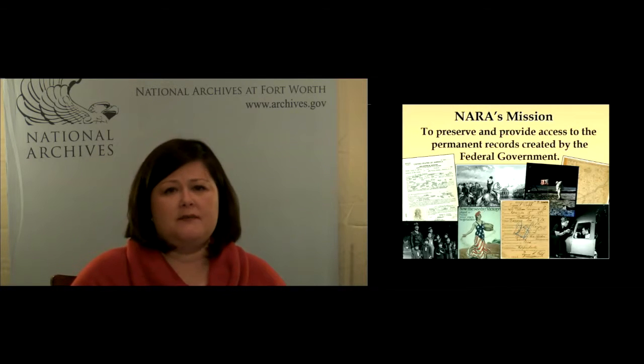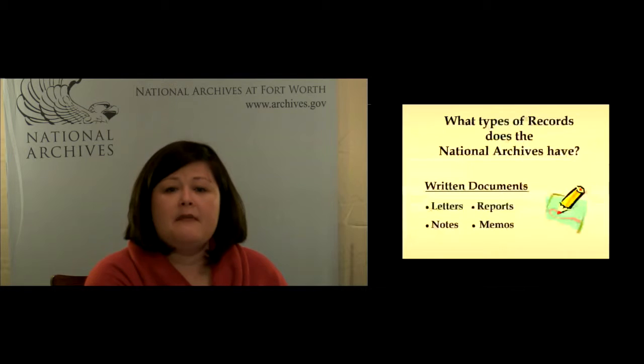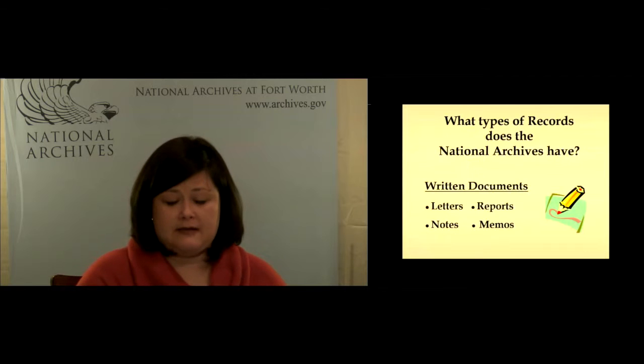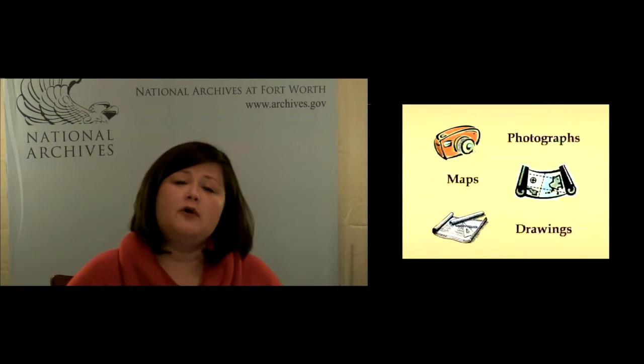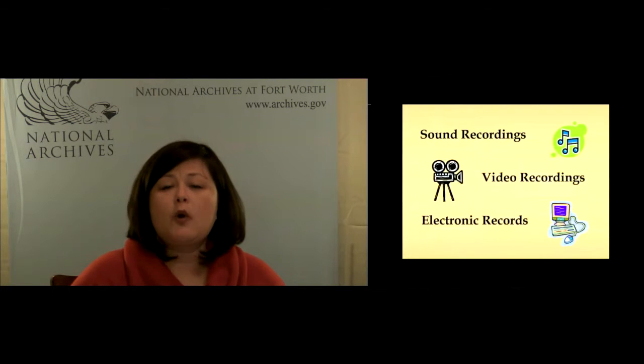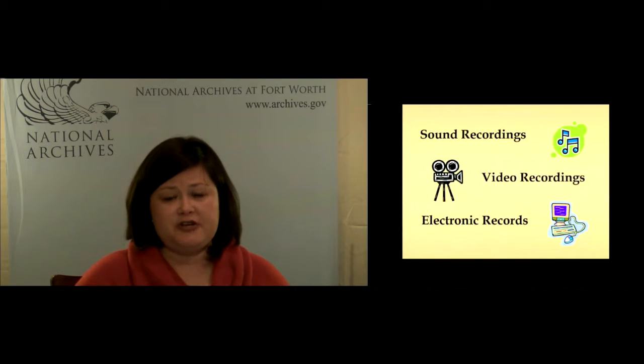And these particular documents come in all different types of forms, and I'm going to tell you a little bit about that. They come in written form, which can be letters and notes, memos, and reports. We also have photographs, maps, and drawings, and even sound recordings, video recordings, and electronic records. So all of these different types of documents or records that are created by our federal government, the National Archives has those. And the National Archives, we are just a place where you can go and get information about the United States government and important events in American history.